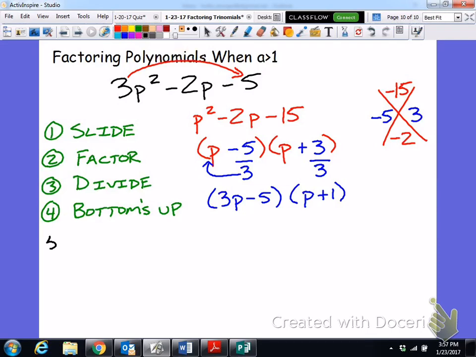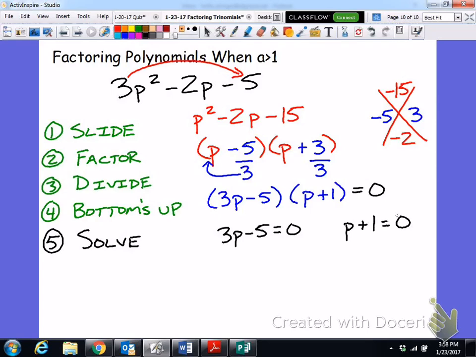We're going to go ahead and introduce step 5 as well, which is solving. In order to solve, I'm going to set both factors equal to 0. So 3p minus 5 equals 0, and p plus 1 equals 0. And then just solve both of them for the variable p. The left side, I add 5 to both sides and get 3p equals 5. And then I divide by 3, and p equals 5/3.